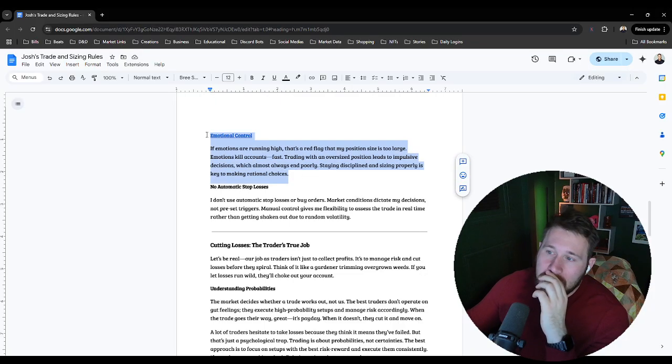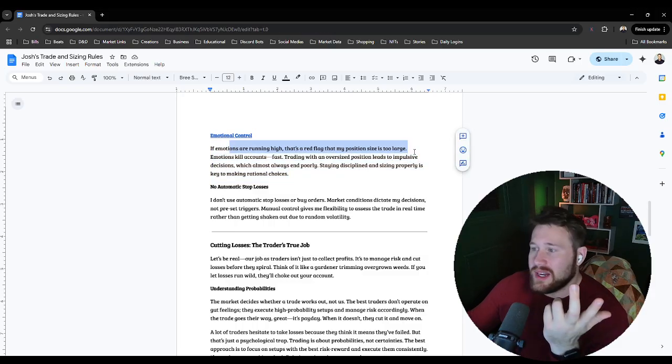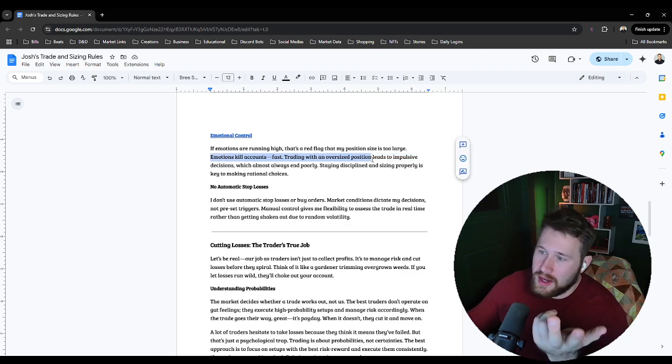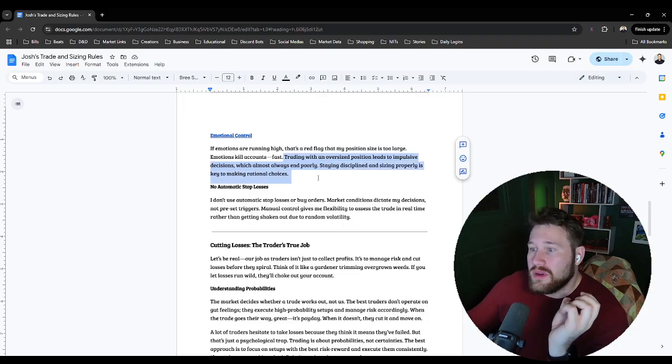Emotional control, again, this is going to take you to the psychology document. Emotions are running high, a position is too large. That's a sign, right? You can get edge just by having good emotional control, because most people don't, right? And keep in mind, that's a lot of what you're competing against, people who are not making rational decisions and giving up money.